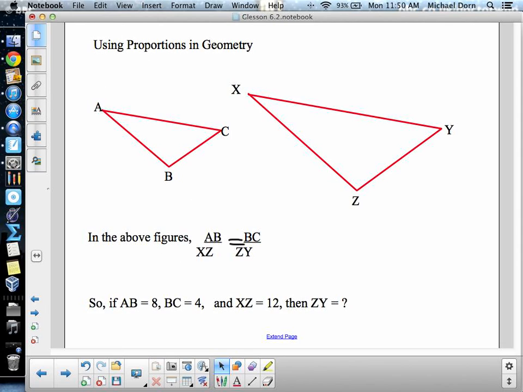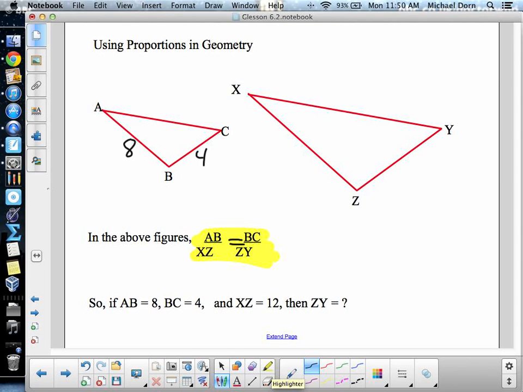Using proportions in geometry. Now that we have proportions, we need to start using them. What you'll be given today is the proportions. You won't be asked to figure them out on your own yet. That's more in the next portion of this unit, where you have to figure out your own proportions. Today, what they pretty much do is they tell you the proportion. They'll give you this: AB over XZ equals BC over ZY. All right. Then they'll give you some lengths. AB is 8.